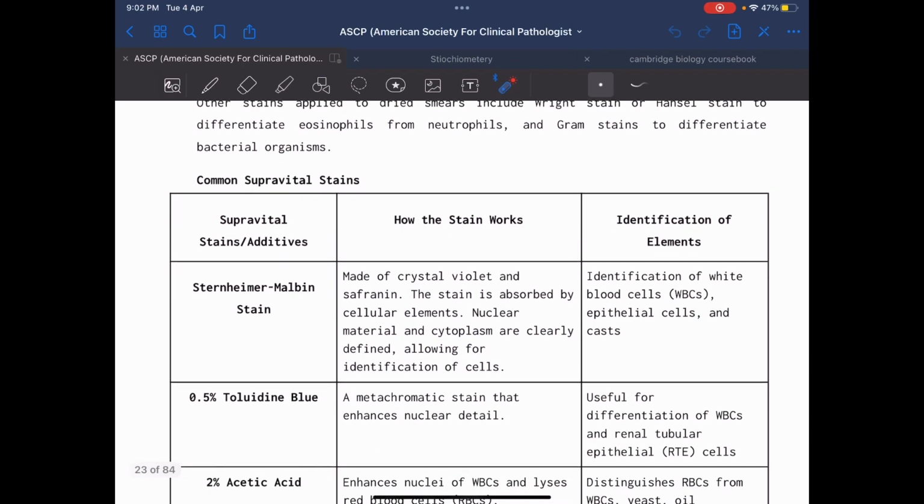الcommon supravital stain, the first one ستيرنهايمر مالبن ستين، والستين دي made من الكريستال فايولت وسفرانين. So it made from crystal violet and saffronine. The stain is absorbed by cellular elements. The nuclear material with cytoplasm are clearly defined, so it allows identification of cells. So it is used to identify white blood cells والابيثيليال cells والcast.